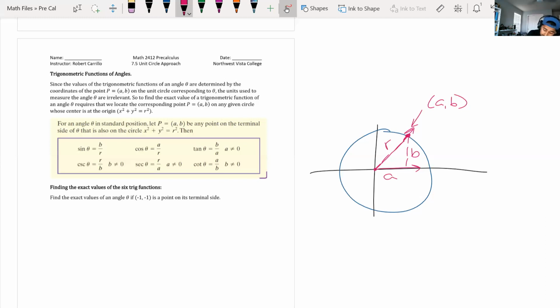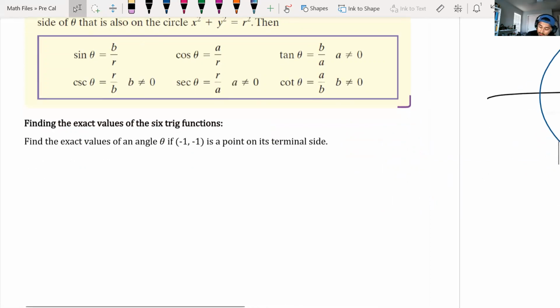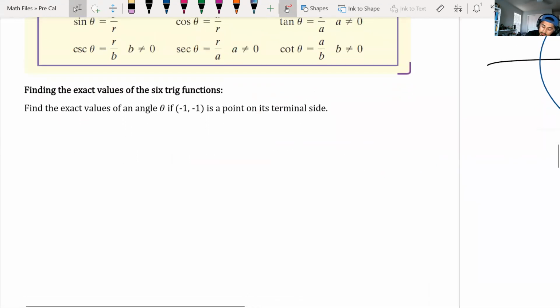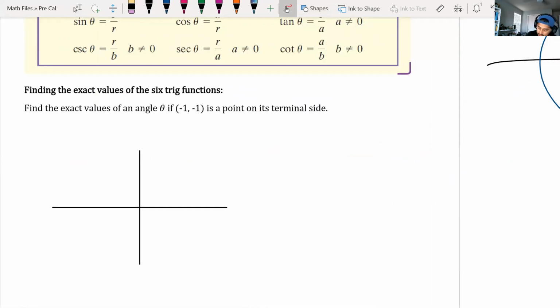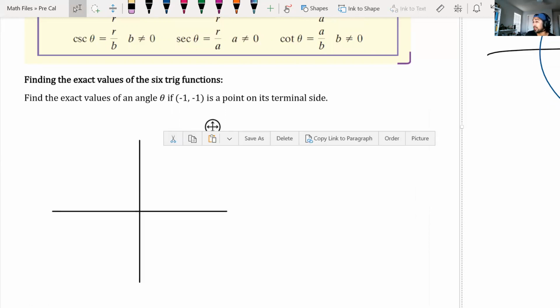Oh well. Okay. So with that being said, find the exact values of an angle if the point negative 1, negative 1 is a point on its terminal side. Okay. So we definitely want to draw this out because we want to know what quadrant we lie in. So here, draw my little coordinate plane. And where would negative 1, negative 1 be? Which quadrant? Quadrant 3.